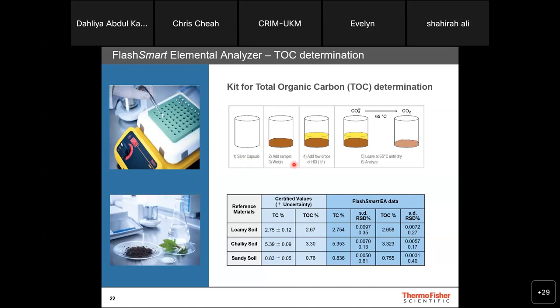We will add our sample, weigh, and add 1 or 2 drops of hydrochloric acid. And we look at the appearance of the sample. If there is a lot of bubbling, it means that your sample has a lot of inorganic carbon, because when the hydrochloric acid is added, it will vaporize the inorganic carbon. The rest of the sample, after the inorganic carbon has evaporated, that remaining will be organic carbon. We will leave it at about 65 degrees Celsius, about 10 to 20 minutes normally, in a normal fume hood. So it will dry and we will analyze.